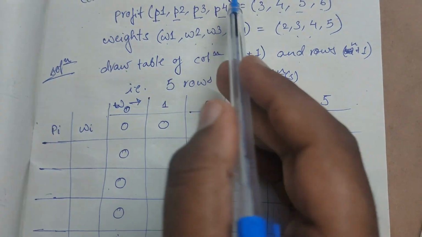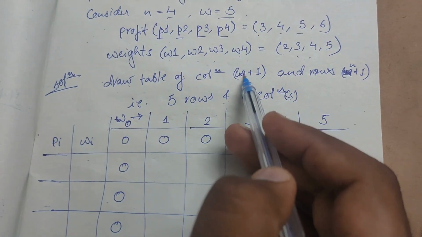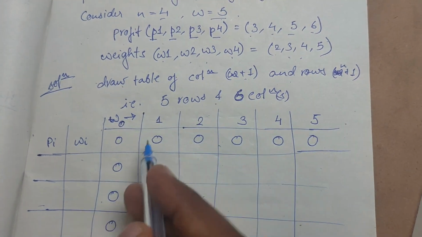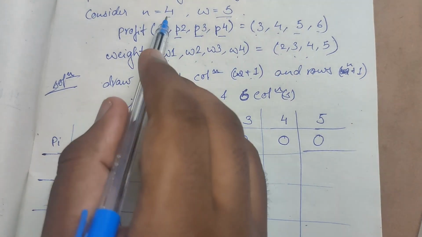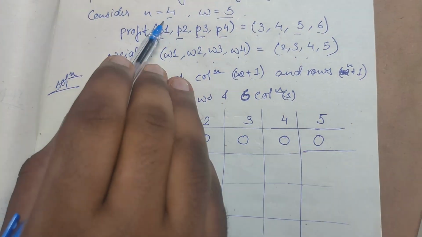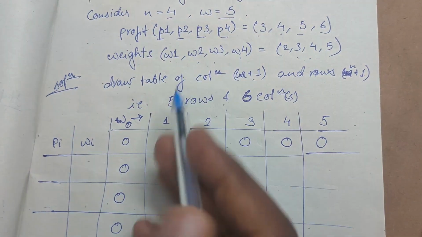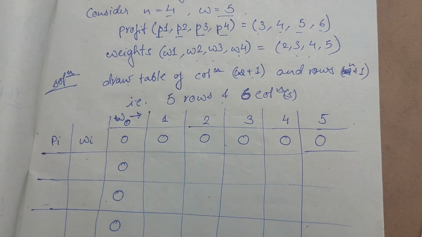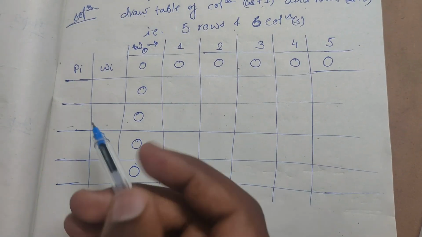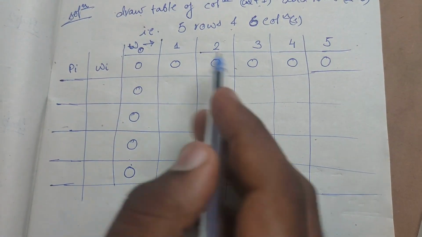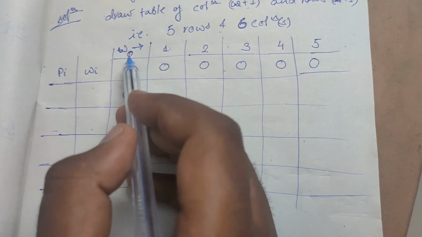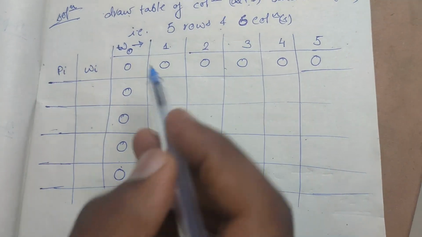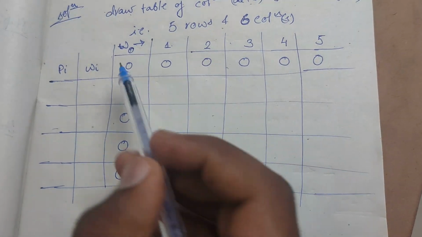So the capacity of this knapsack is 5. So 5 plus 1, that means you will have 6 columns, and the number of rows would be the number of objects plus 1. That means you have 4 objects, so you will have 5 rows. Now have a look at the table. You will have 6 columns numbered 0 to 5 and 5 rows.